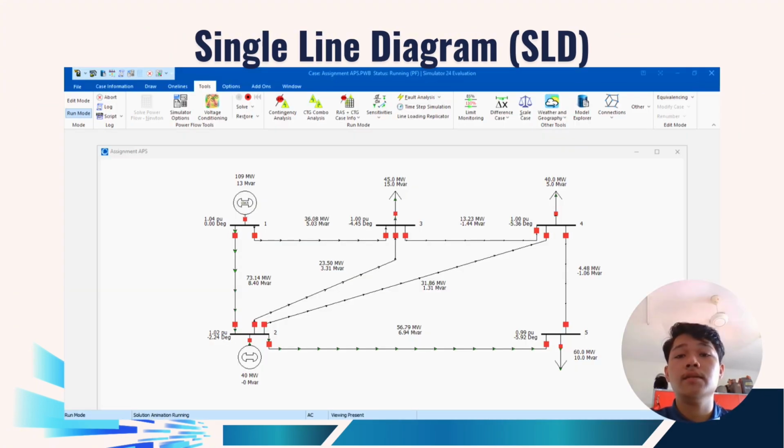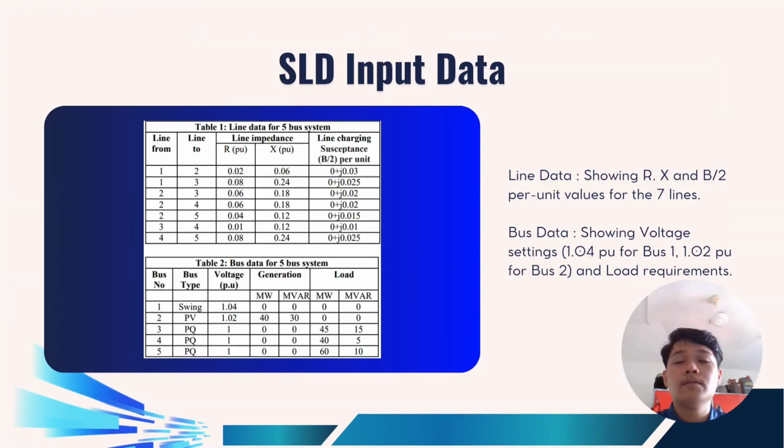This is our single line diagram of the 5-bus system according to the IEEE report. This is our SLD input data. Table 1 gives the line data for the 5-bus system. It gives the line-to-line connections and the line impedance, in reactance in per unit and resistance in per unit, then the line charging susceptance B over 2 in per unit.